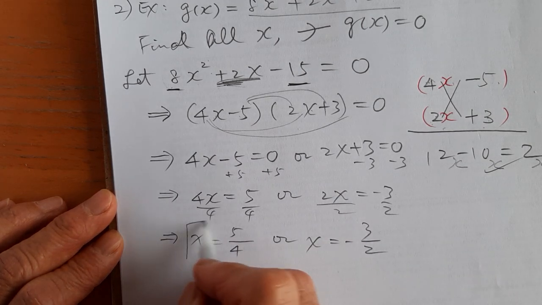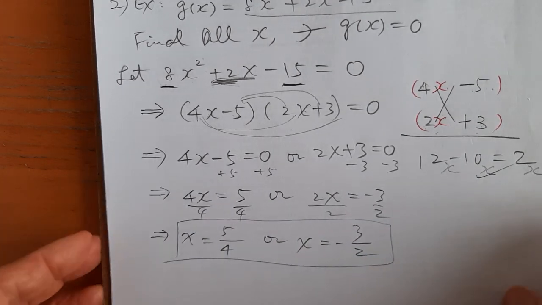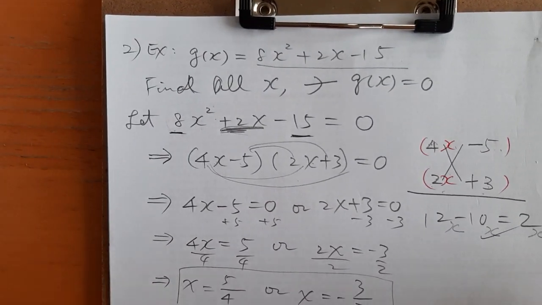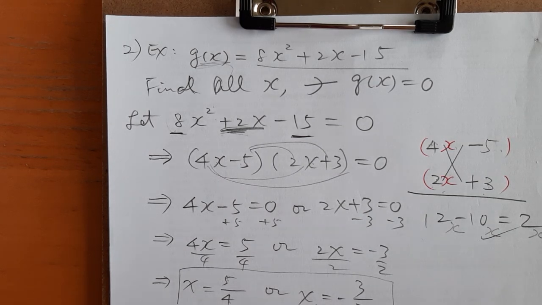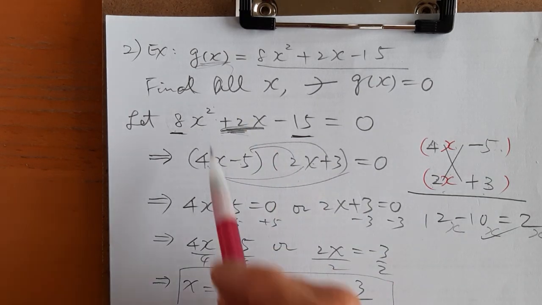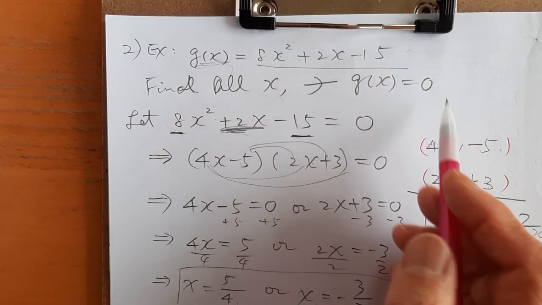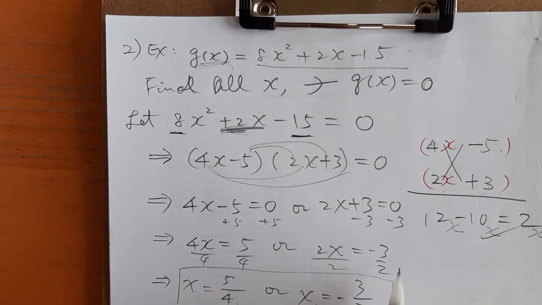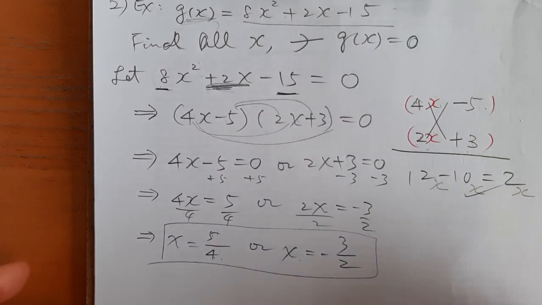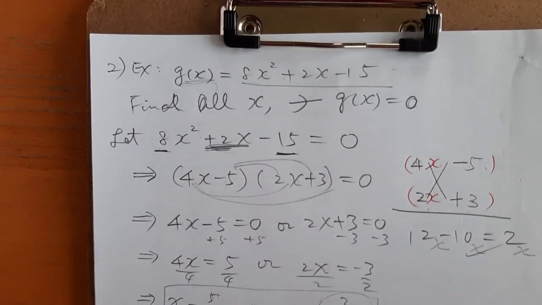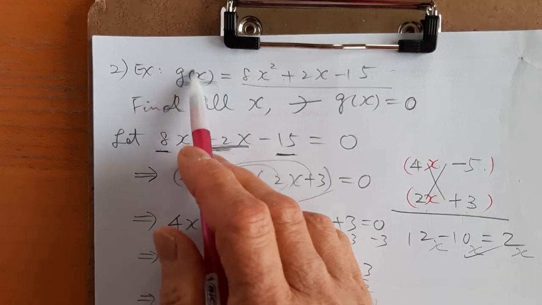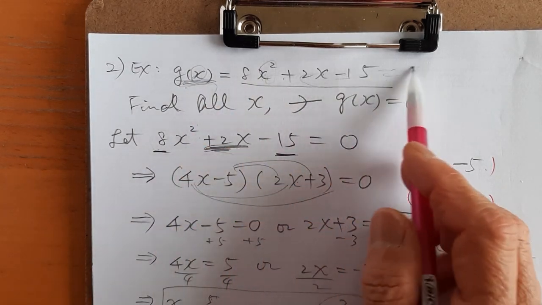So what x makes g of x equal 0? The function value equals 0 when x is 5 over 4 or negative 3 over 2. These two numbers make the function value equal 0. If you plug in x equals 5 over 4, the value is 0. And for negative 3 over 2, you plug into the original function in x and figure out it is also 0.